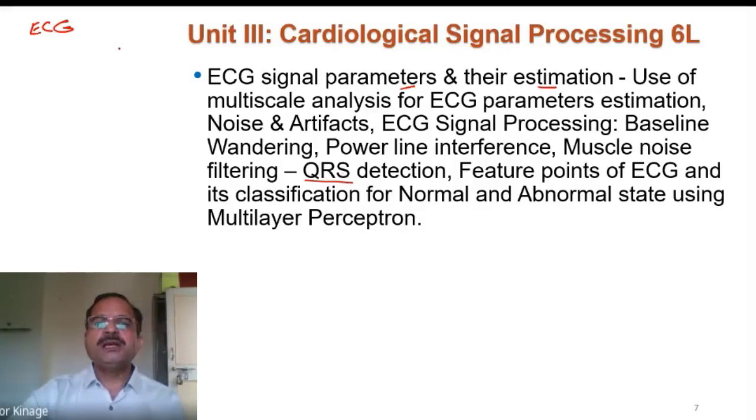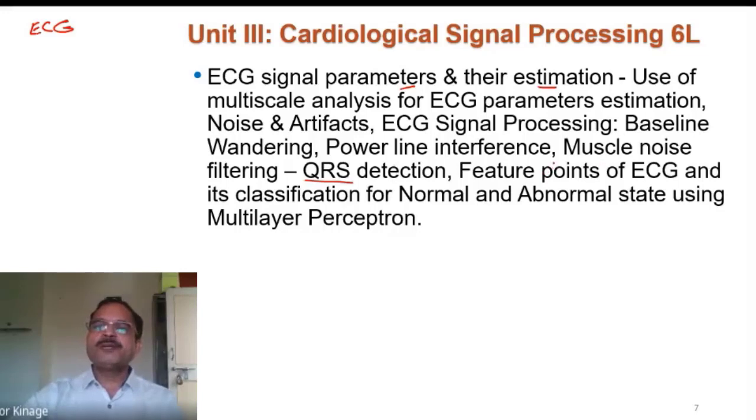This ECG waveform is divided into different parts. So Q, R, S, these are the parts of this ECG signal. So how Q wave is detected, R wave detection, S wave detection, and so on. So that is called QRS detection.